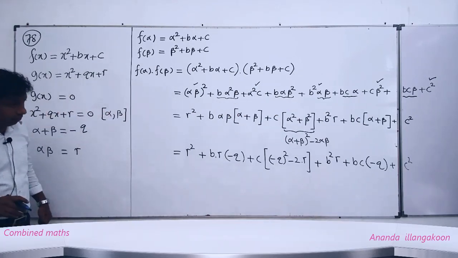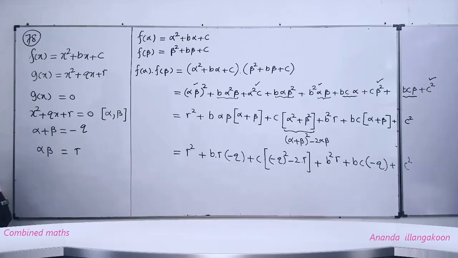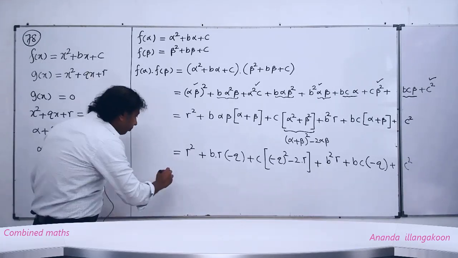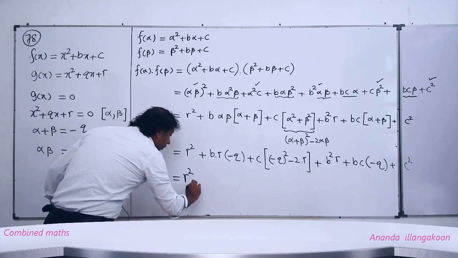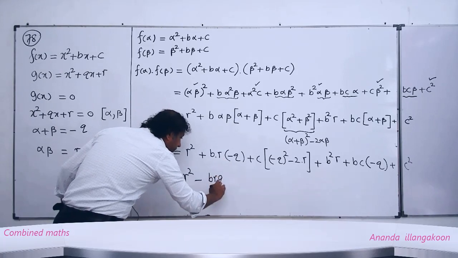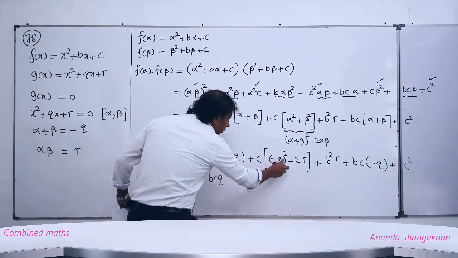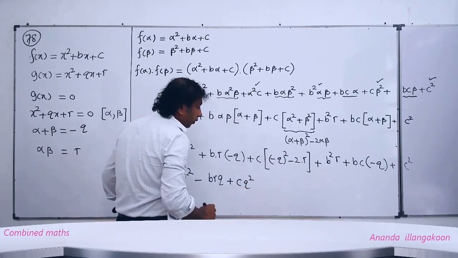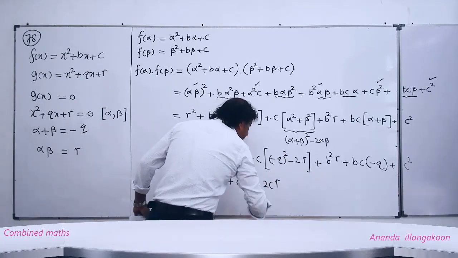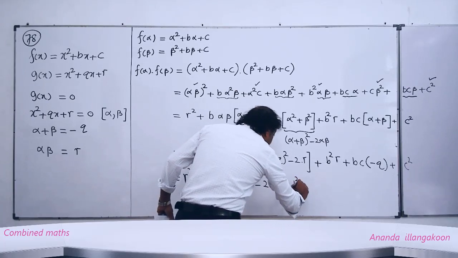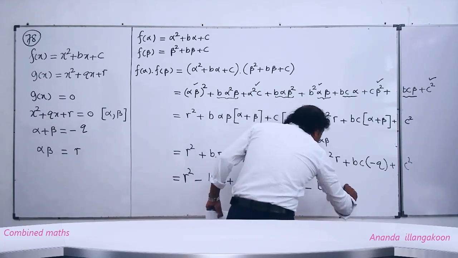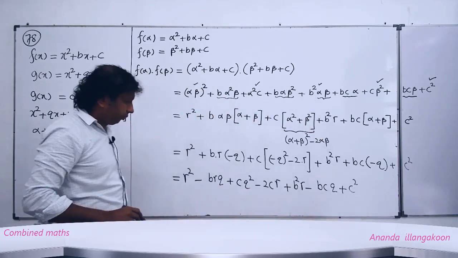Now we'll simplify this a little bit. Here we have r squared, minus brq, and minus q whole squared is q squared, so this is cq squared, minus 2cr, plus b squared r, minus bcq, plus c squared.